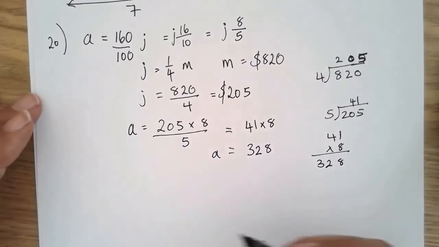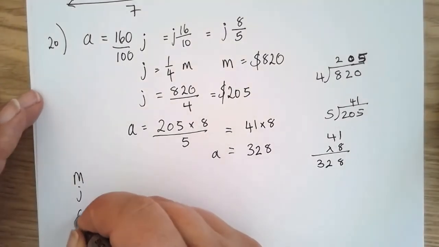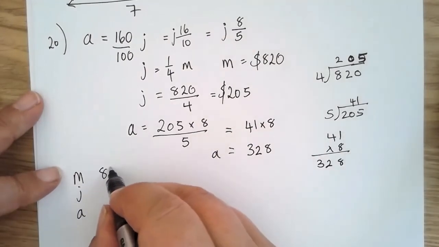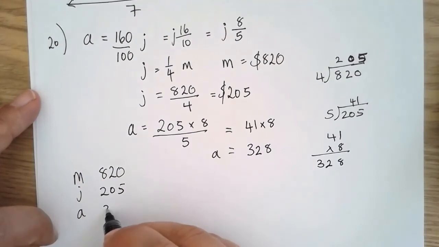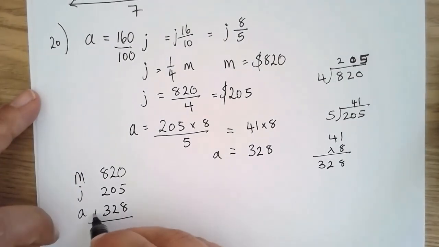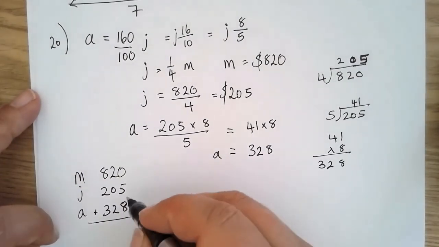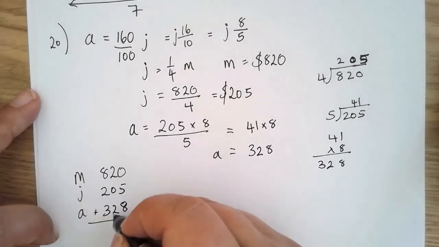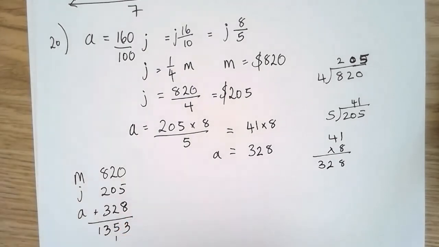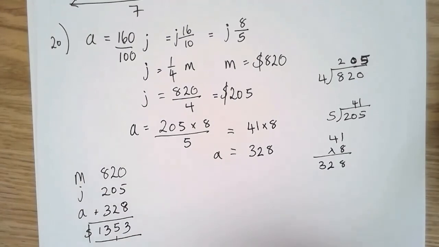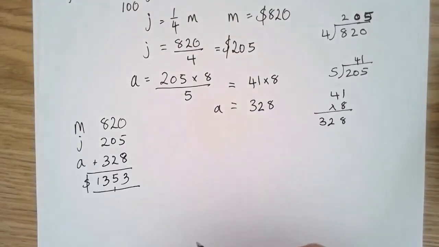So we now need to add together M, J, and A. M is 820. Jeff got 205 and Anne got 328. We add those together. 8 plus 5, 13, 5, 10, 11, 12, 13. So 1352. That's the answer there. That's the total amount of money that they earned.